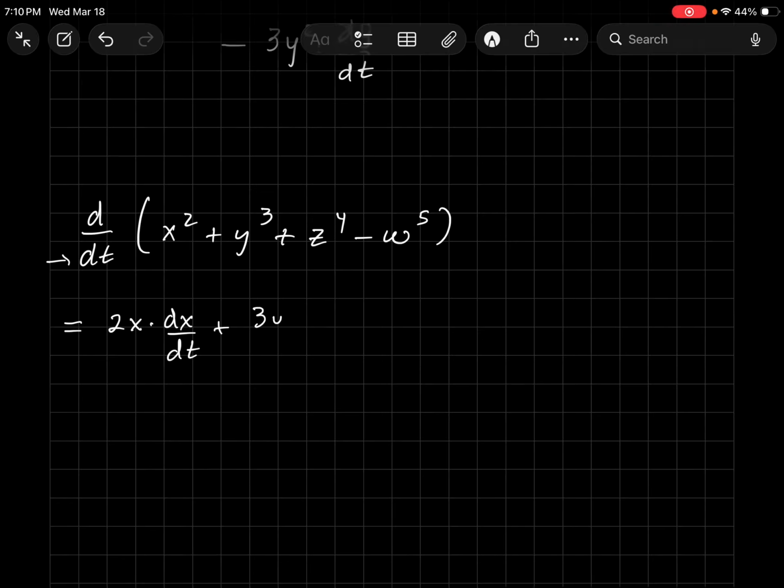And then plus 3y squared. Variable doesn't match. Y with respect to t, so I do times dy dt. Continue on, 4z cubed times dz dt minus 5w to the fourth times dw dt.